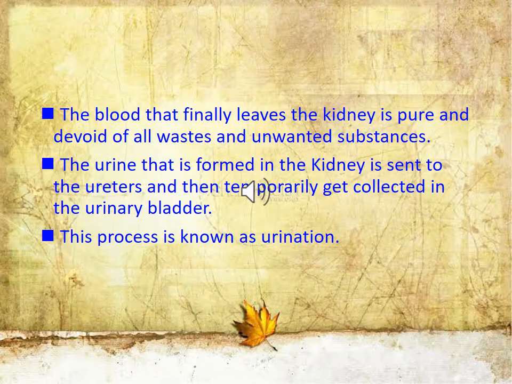Now the blood that finally leaves the kidney is pure and devoid of all wastes and unwanted substances. The urine that is formed in the kidney is sent to the ureters and then primarily gets collected in the urinary bladder, and then the urine gets out from the human body. So this process is known as urination.